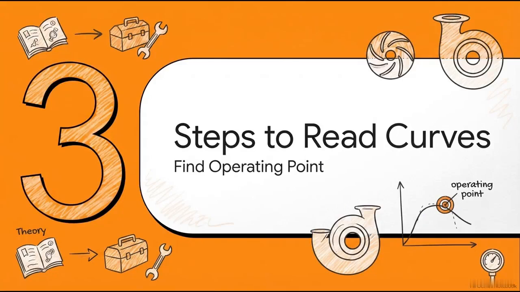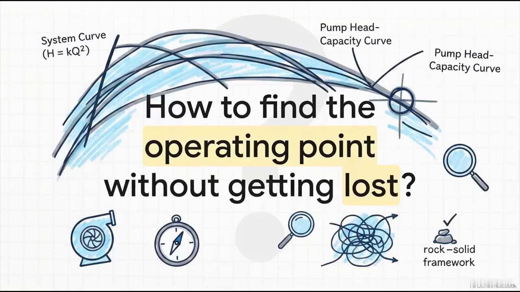All right, section 3, 5 steps to read curves. We have the vocabulary and we know the rules. Let's transition from theory into practice. So if you're looking at a dense grid with multiple lines crossing over each other, it can honestly be a bit overwhelming. How do we actually pinpoint our exact operating point on this complex grid without getting totally lost in the data? Well, let's walk through a rock-solid, simple framework.